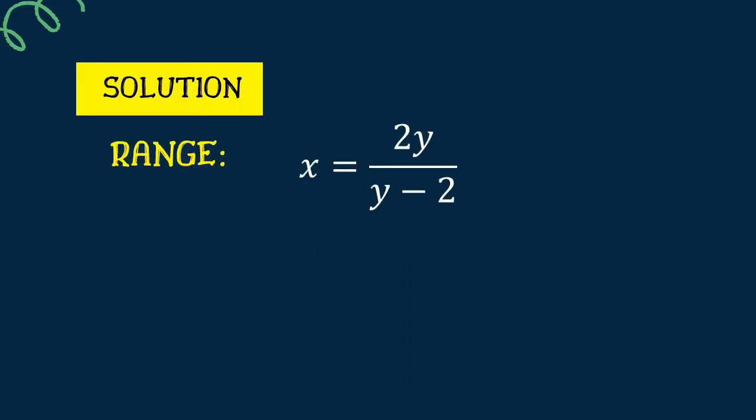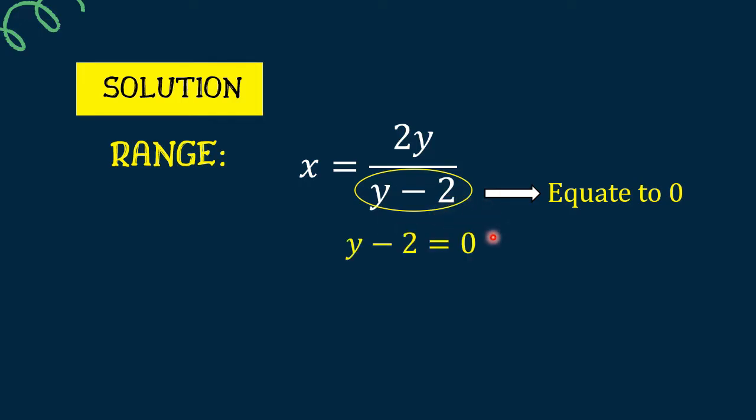So from our previous solution, we have found the value of x, which is 2y divided by y minus 2. So how do we find the range in this given equation? Simply equate the denominator to 0, like what we did with the domain, for us to look for the value of x that will make the function undefined. So we have y minus 2, and that is equal to 0. For us to find the value of y, we need to eliminate negative 2. So to do that, we will use the shortcut method. We have to transfer negative 2 on the right side, and that will become positive 2.